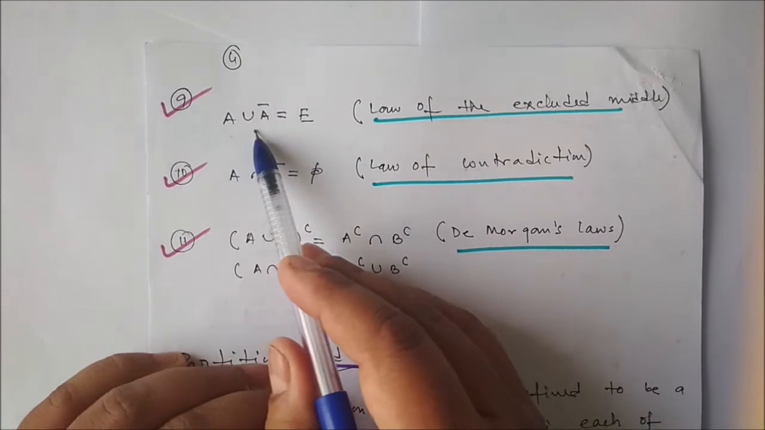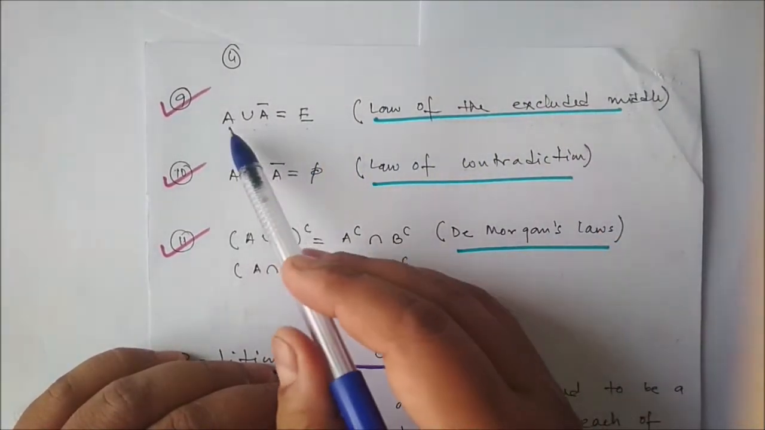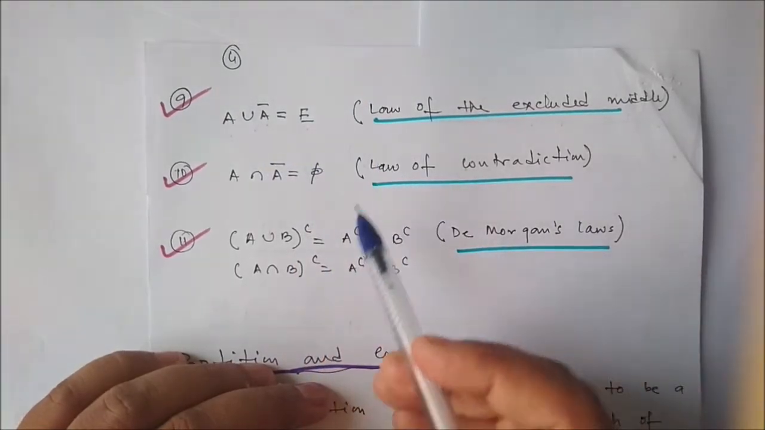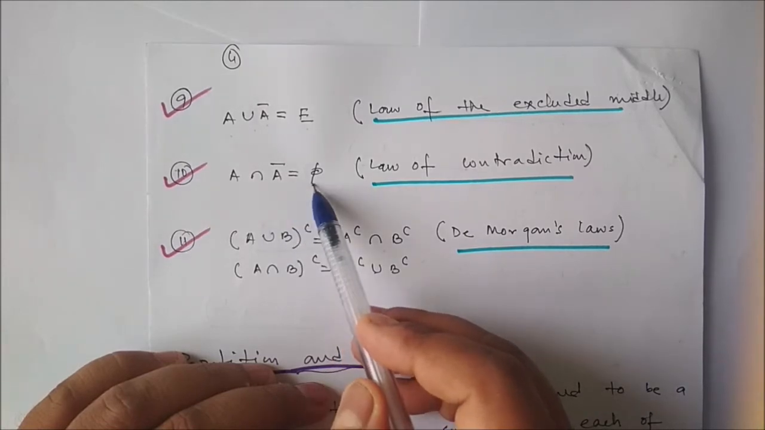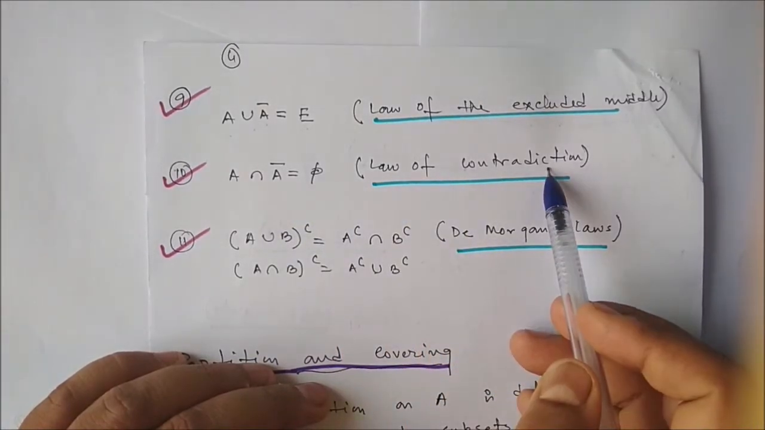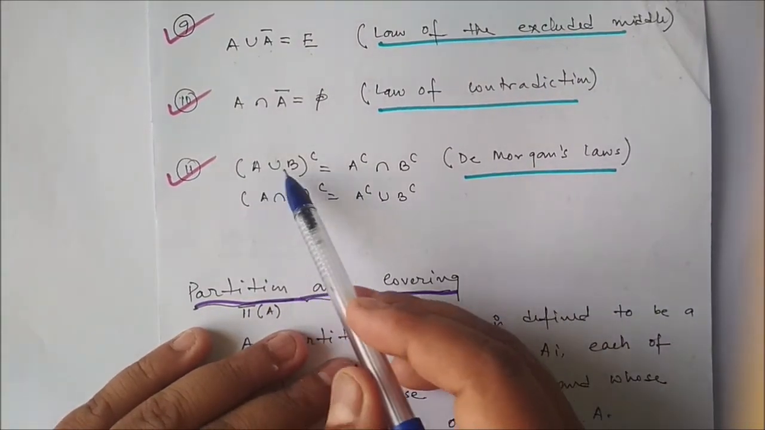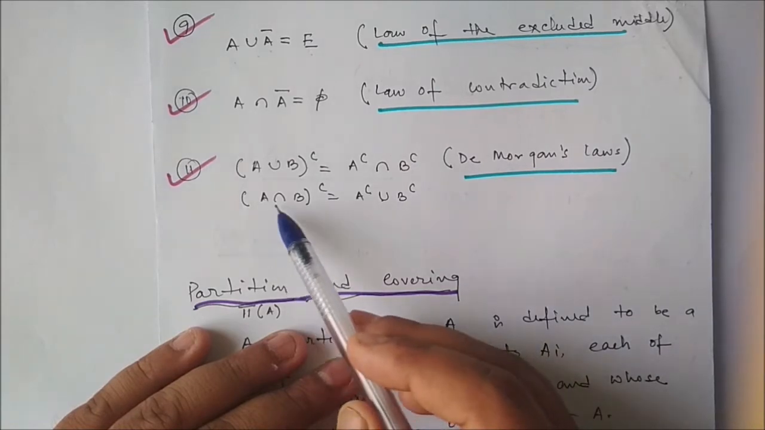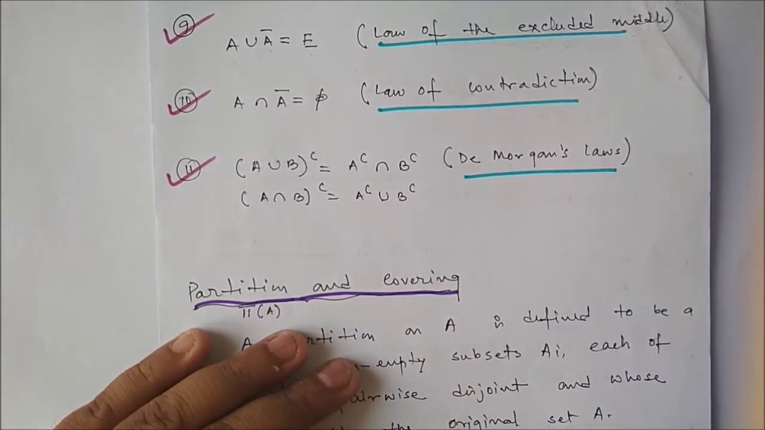Next is what? A union A complement is equal to E. So it is the law of excluded middle. So A union complement of A is equal to the universe of discourse. Similarly, A intersect with the A complement is equal to phi or null. It is called the law of contradiction. Okay, De Morgan's theorem, very famous theorem. So A union B complement is equal to A complement intersect B complement. Similarly, A intersect B complement is equal to A complement union B complement.